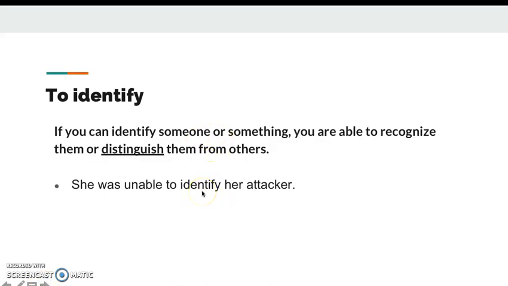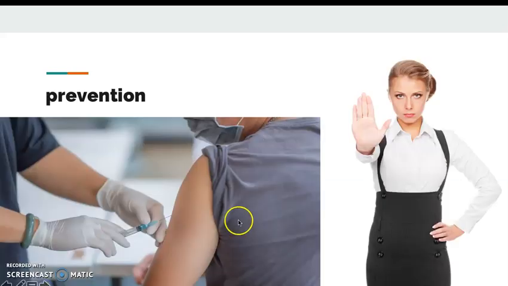So to identify means if you can identify someone or something, you are able to recognize them or distinguish them from others. You can easily say who they are, for example. She was unable to identify her attacker. So she was unable to say who the attacker was.